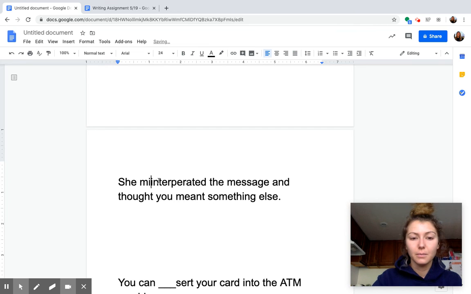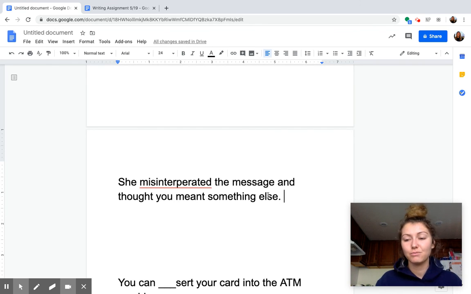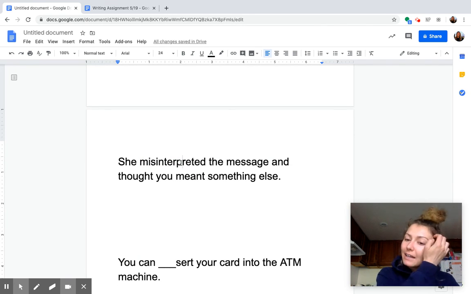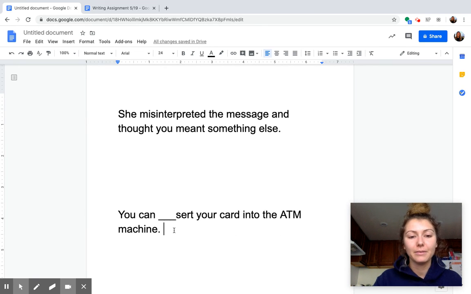She misinterpreted the message. She thought you meant something else. She was wrong. It's because Miss Metz accidentally had an A in interpreted, but we got rid of that. Spelling error. All right, there we go.